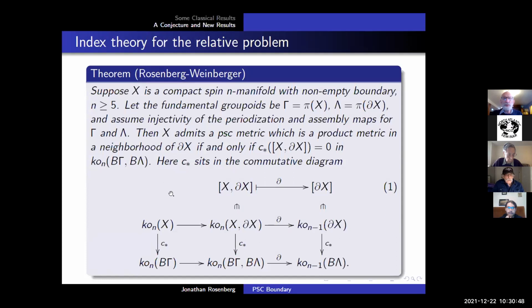So we just proved that under these assumptions, injectivity of the periodization map and injectivity of the assembly map for both gamma and lambda, you have a necessary and sufficient condition for positive scalar curvature on X with product boundary conditions. So that's really the best possible result as far as product boundary conditions are concerned.